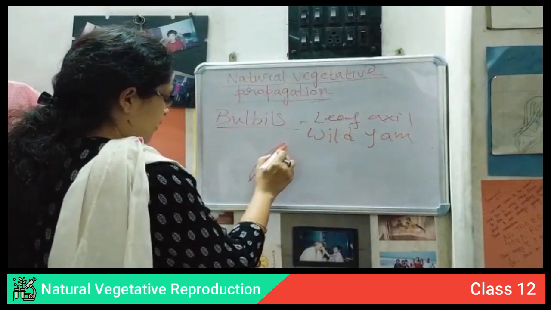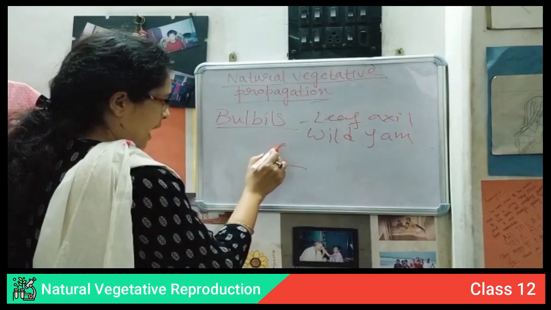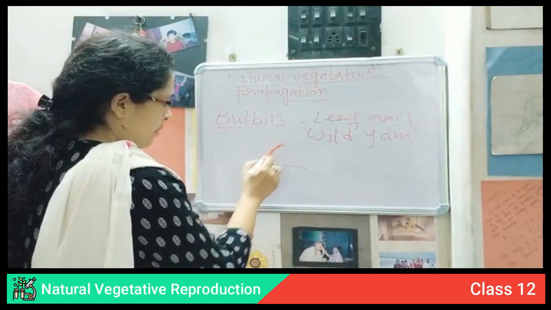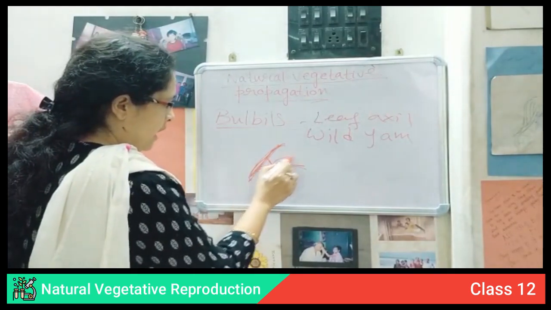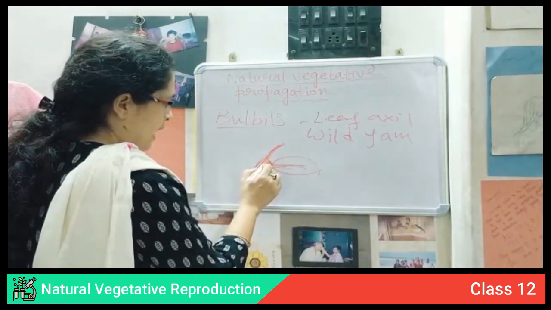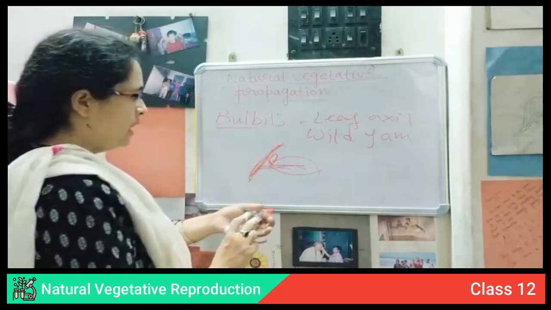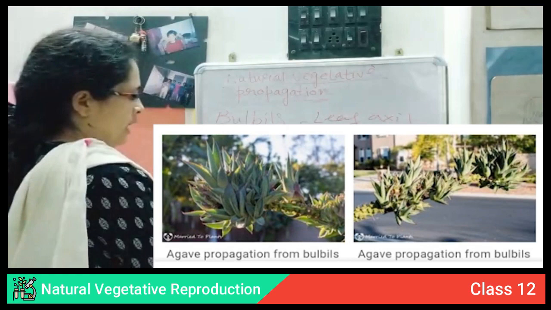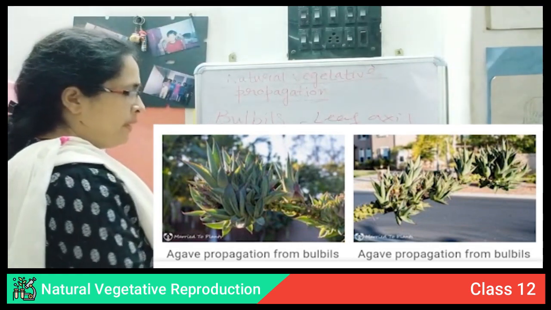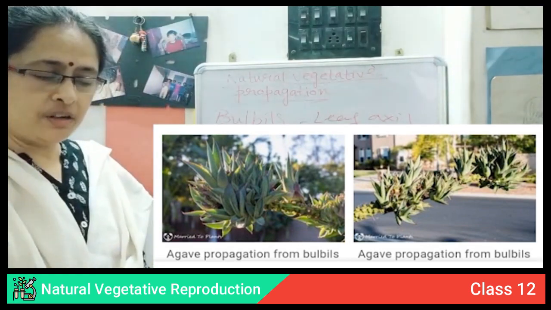Suppose, what is leaf axil? The angle between the main stem and the branch is called axil. Okay, and a leaf grows from the axil, and here a bulbil occurs, and that bulbil is detached from the parent body and grows into a new individual.